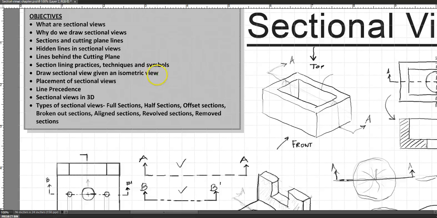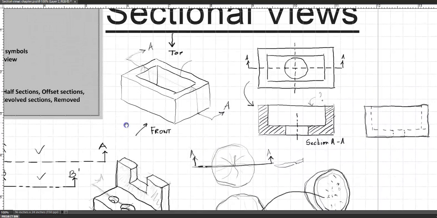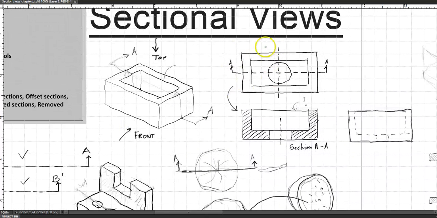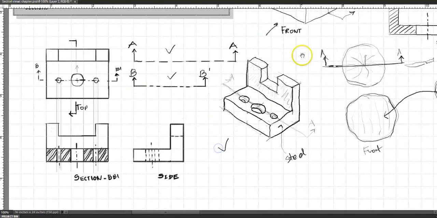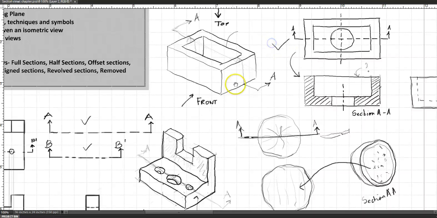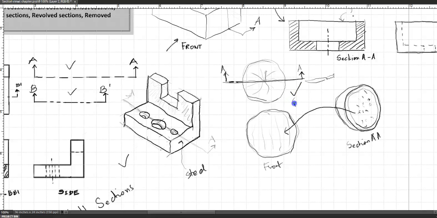Okay, now the next topic we have here is, I believe, we have to draw sectional views given an isometric view. So we already saw this one example and we saw this one example. Now both of them, this one as well as this one, they are full sections. Even this one is a full section. What this means is, I'm cutting it from one end to the other end, pretty much through and through.